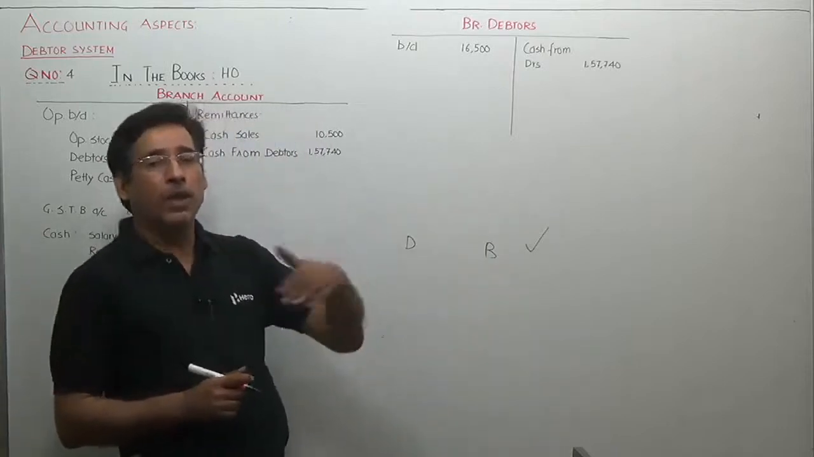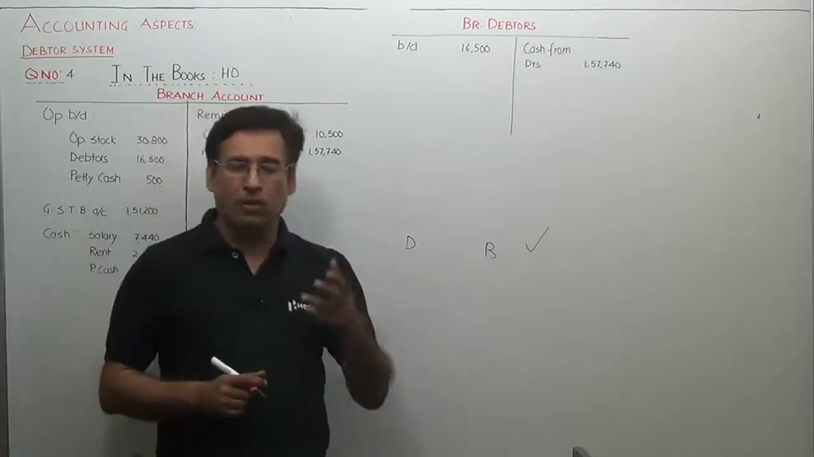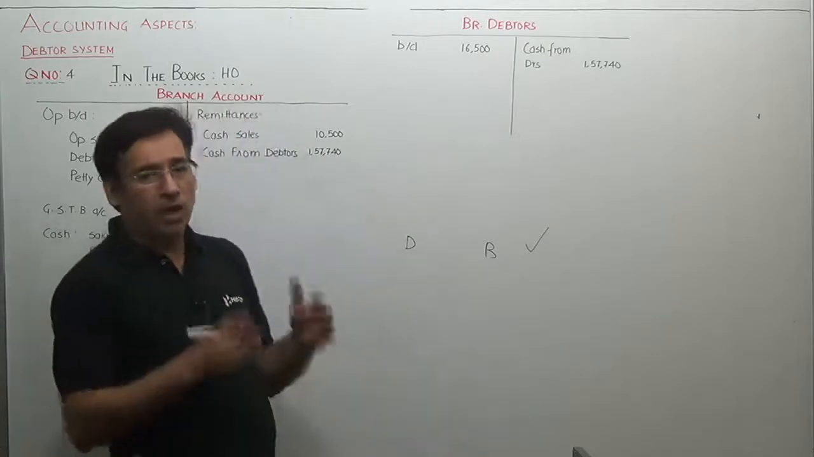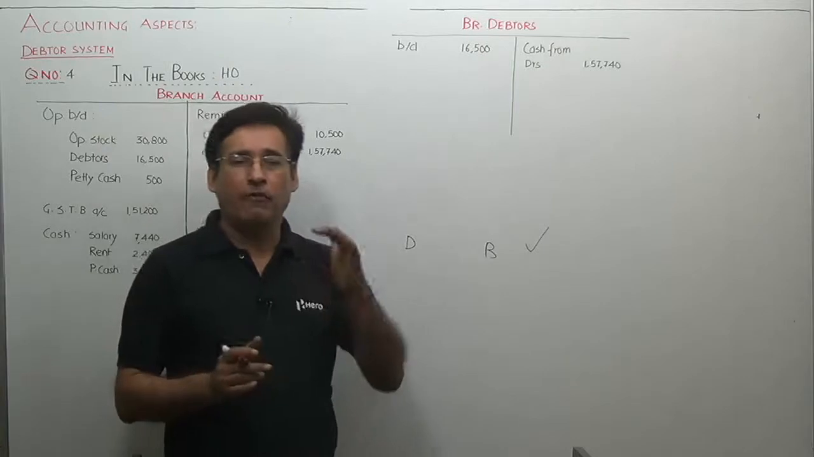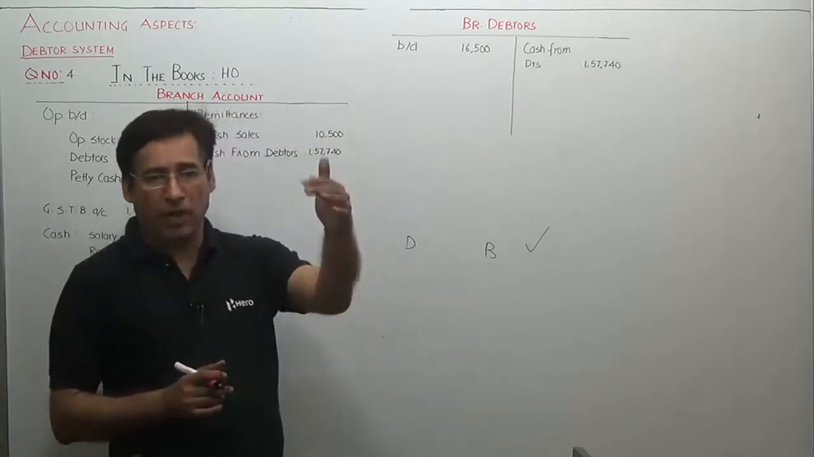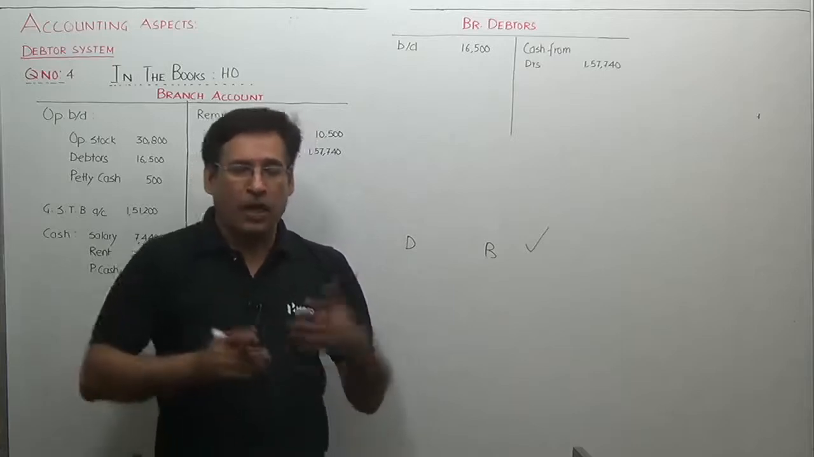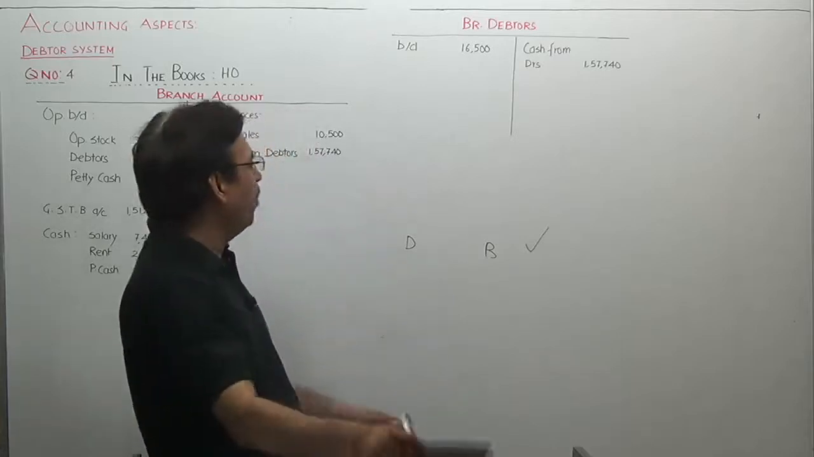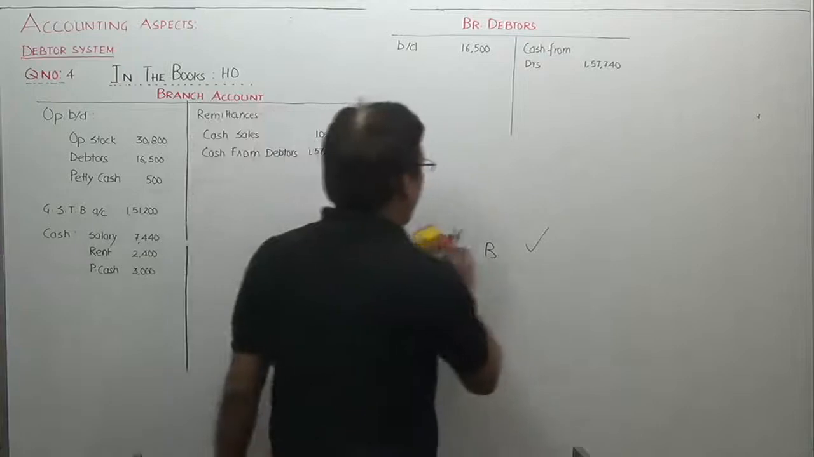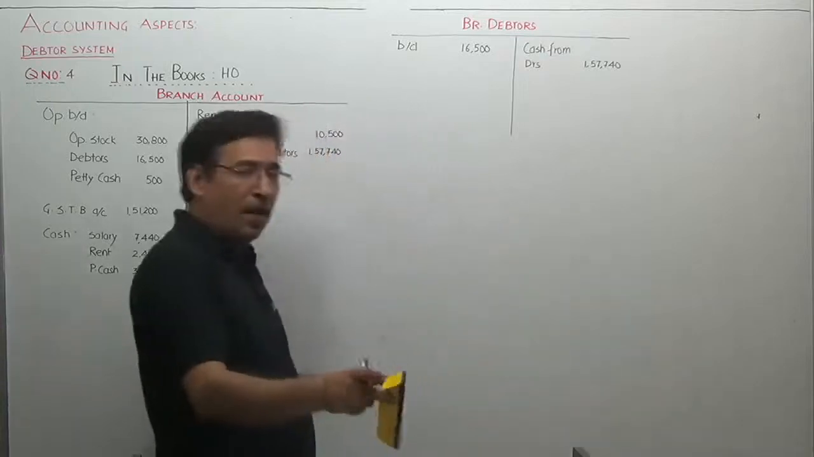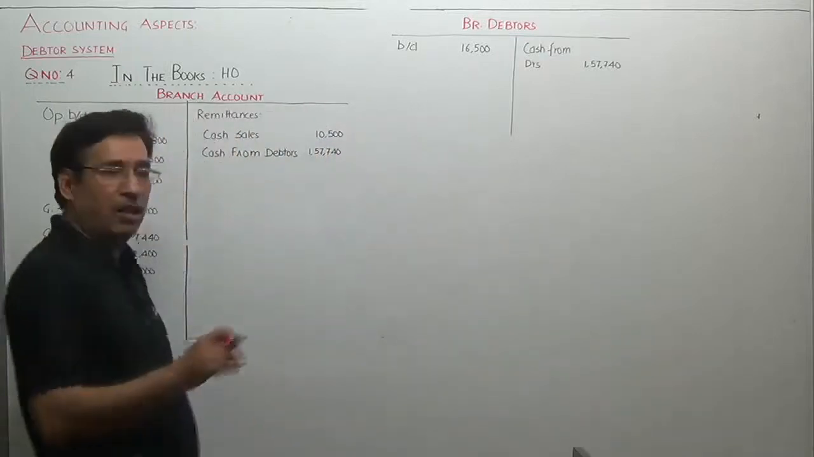So in order to meet small expenses, as you know, petty expenses, the general policy is that head office keeps some balance with the branch. That is known as opening balance of petty cash. So petty cash is basically meant to meet petty expenses. No problem in it. Everyone knows about that. Now, why does it require a little bit of discussion?